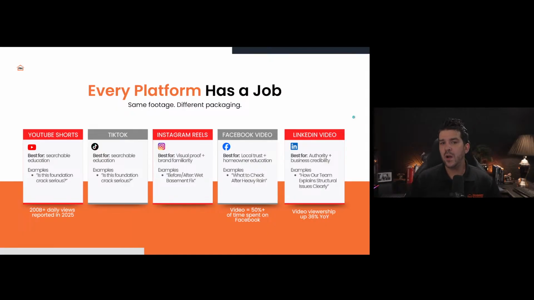Now, let's talk about where these videos should go. You don't need to make completely different content for every single platform, but you do need to understand how people use each one. Every platform has a different job.